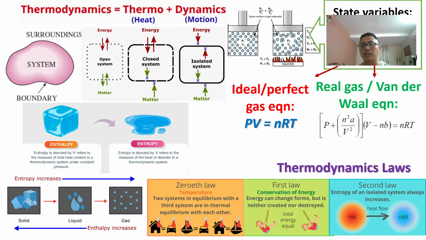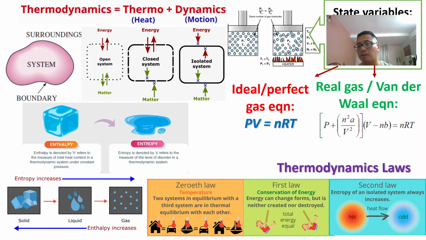First law, conservation of energy. Energy can change form, but it is neither created nor destroyed. So the first law of thermodynamics tells us the energy balance is always in check: the amount we supply is equal to the amount that disappears from the system. So it's a conservation of energy.